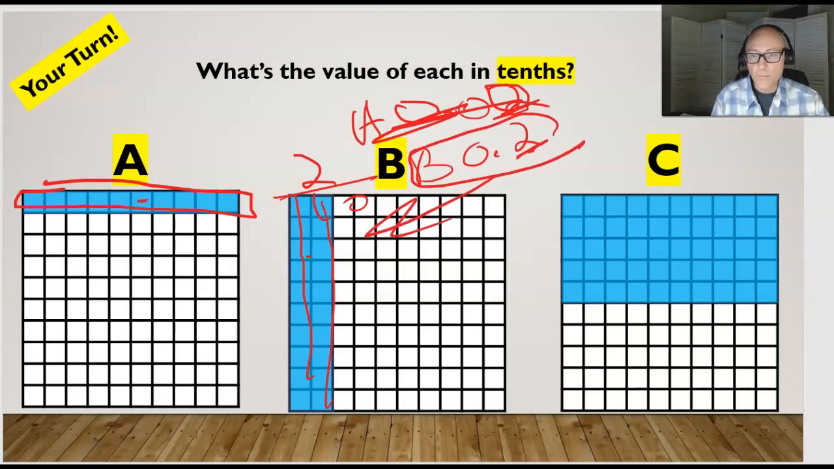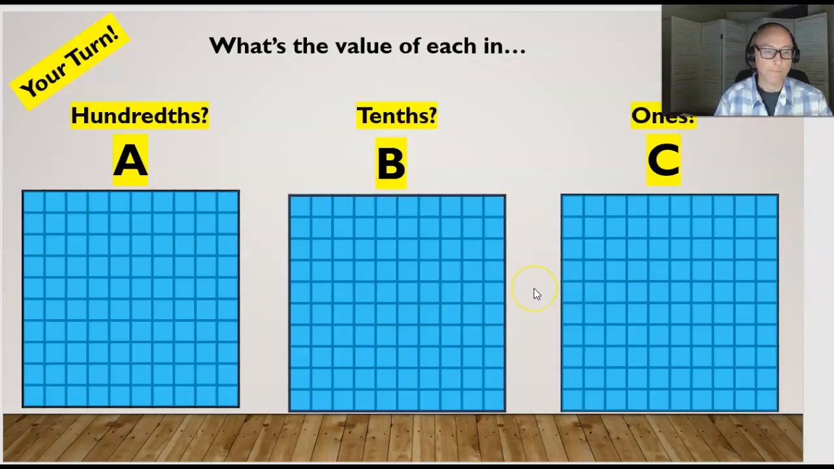What do we got here? 5 tenths. That's it, 5 tenths, which is also equal to, as you can see, 1 half. What is the value of each? Your turn now. Pause the video. Tell me the value of each in the place value that it's asking for.